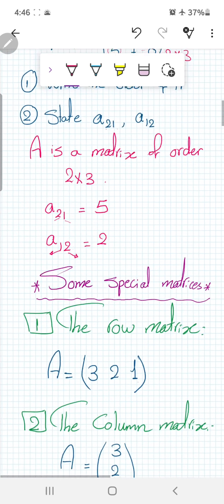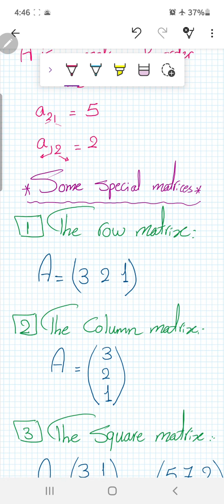We have here some special matrices, or types of matrices. First, the row matrix. From its name, the row matrix is a matrix consisting of only one row and any number of columns, like first column, second column, third column and so on. Let's get the order of this matrix. One row, 1 multiplied by how many columns? 1, 2, 3. So the order here is 1 multiplied by 3.